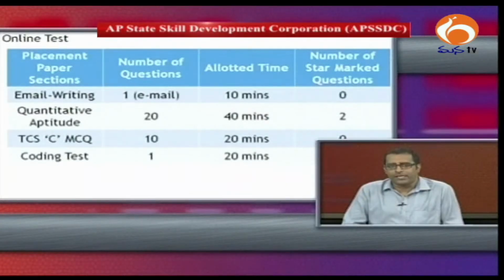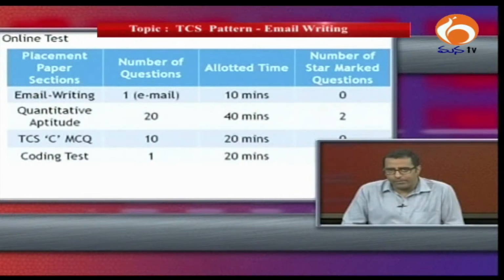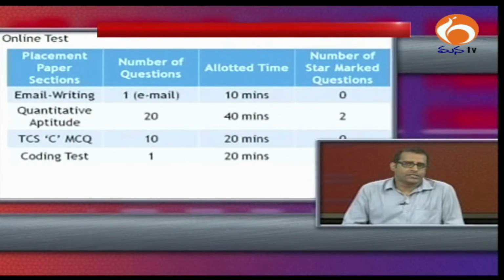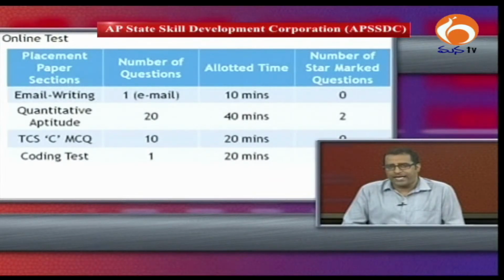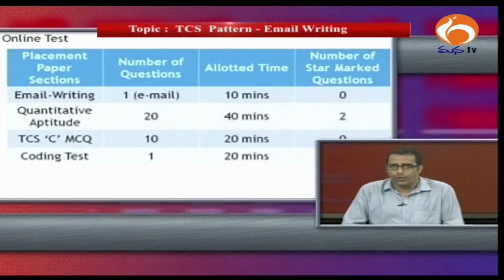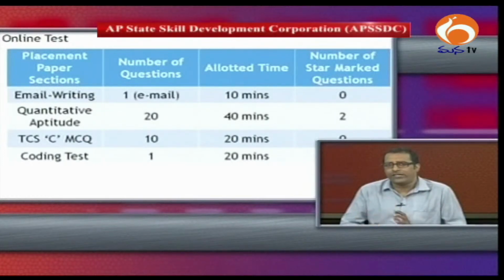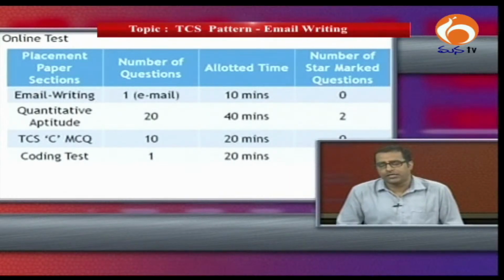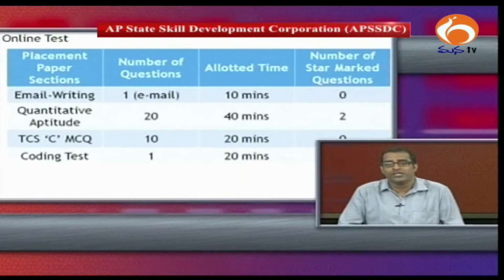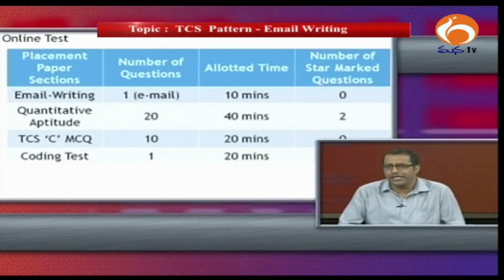Then you have quantitative aptitude. You have 20 questions, and the time permitted for these 20 questions is 40 minutes. So within 40 minutes you need to answer these 20 questions, which essentially means 2 minutes per question. If you compare that with some of the other quantitative aptitude tests in other organizations, the time allotted there is pretty low. Here you're getting 2 minutes, which is pretty good, I would say.